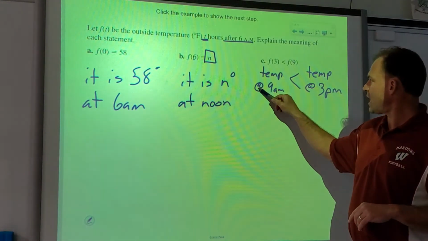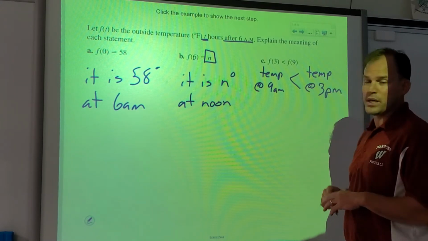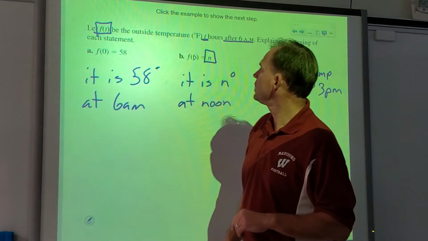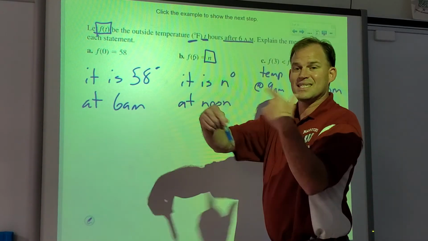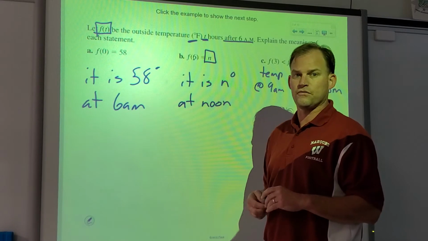So that's what this statement is telling us. The temperature at 9 a.m. is less than the temperature at 3 p.m. So again, the function has a value, and the thing inside the parentheses has a different value, okay? What you are plugging in or finding.